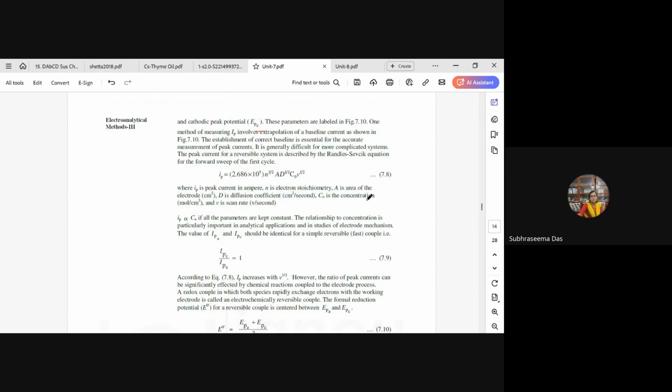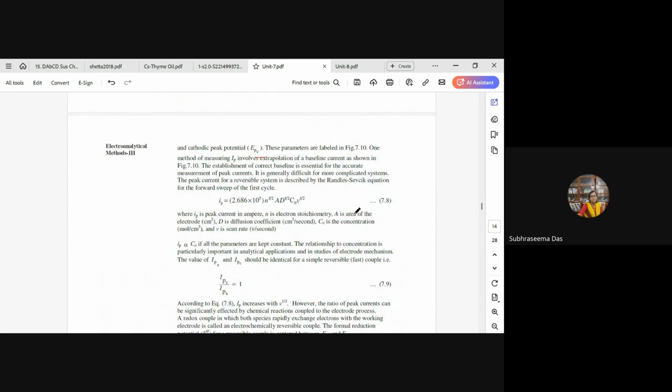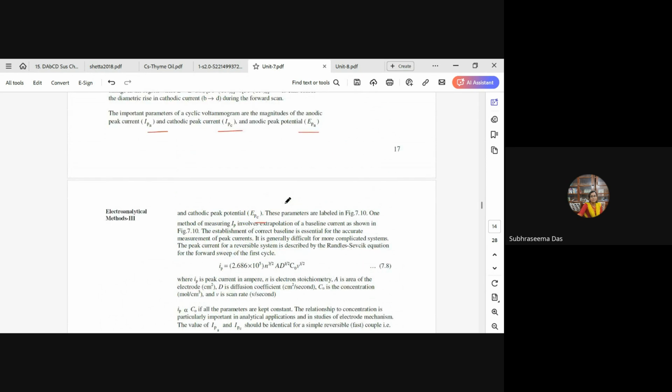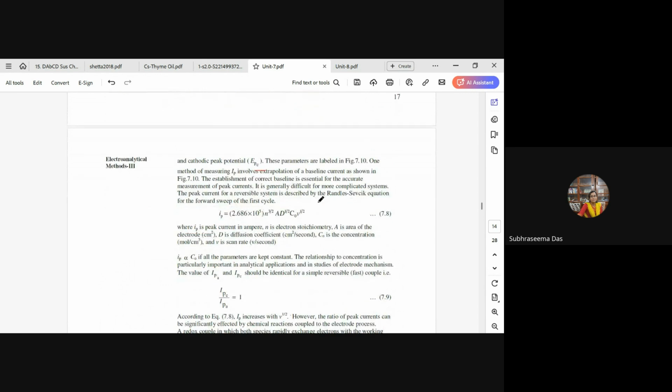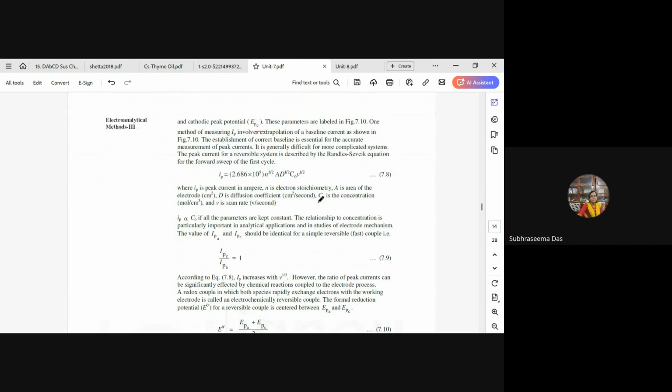So these parameters have been labeled in figure 7.10. One method of measuring the IP, that is the peak current, involves the extrapolation of a baseline current that has been shown in figure 7.10. So it is generally difficult for complicated systems.